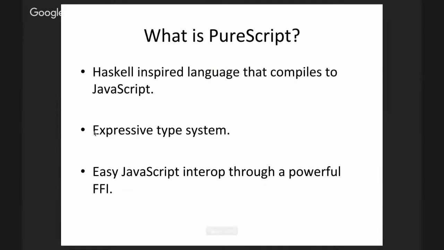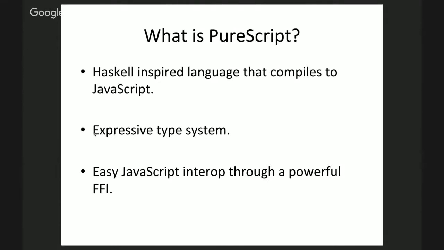It's a Haskell-inspired language. If you have heard about Haskell, you probably know all the bad press that Haskell has, but Haskell has really nice things, and all those good things are in this language. It compiles to JavaScript. And because it's Haskell-inspired, it has a really powerful type system that allows us to build really complex, powerful abstractions that make our code simple, easy to read, but really powerful. Also, because it compiles to JavaScript, it interoperates with JavaScript in a really easy way through the foreign function interface that PureScript has.